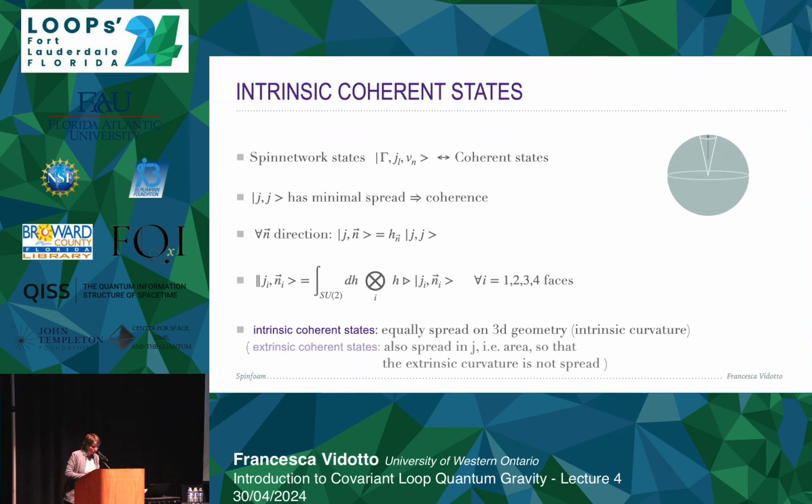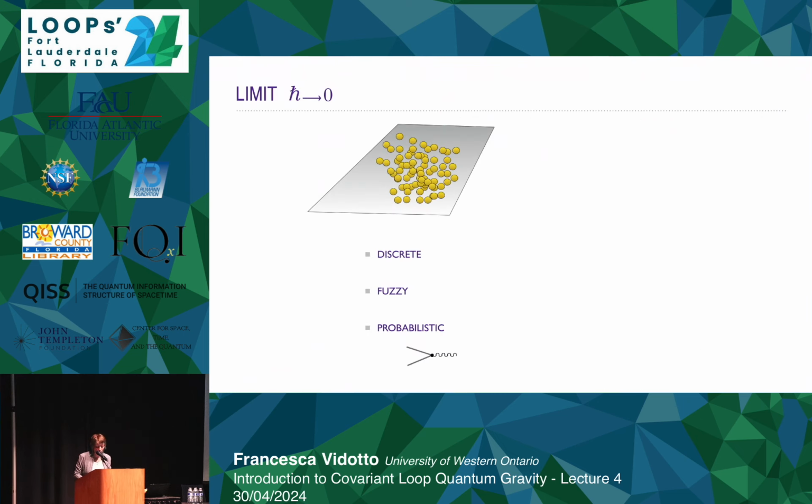Again, large J means classical regime, and large J is a proxy for h bar going to 0. Okay, so let me say again, let me say something regarding what it means for h bar to go to 0.